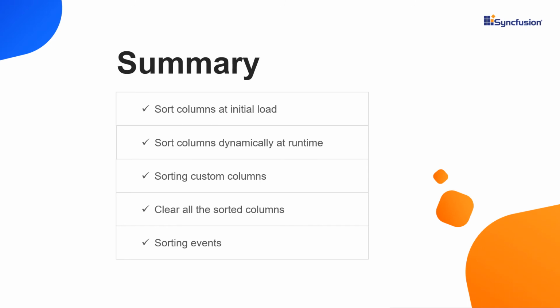Finally, let me summarize the main points. I explained how to sort columns at initial load, sort columns dynamically at runtime, sorting custom columns, and clear all the sorted columns in the Gantt chart. Also, I explained the sorting events available in the Gantt chart.